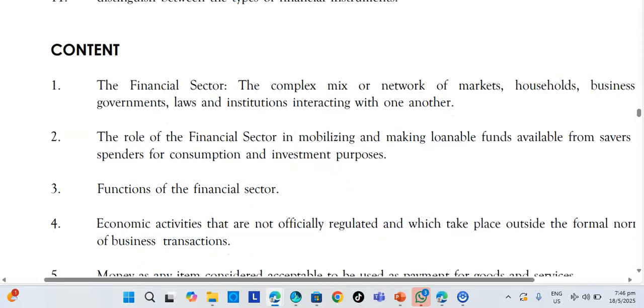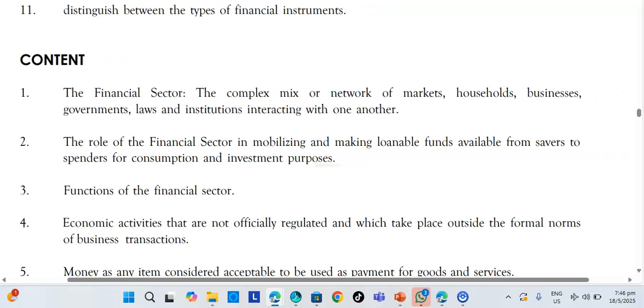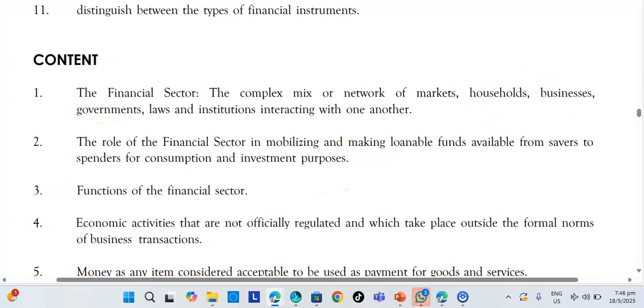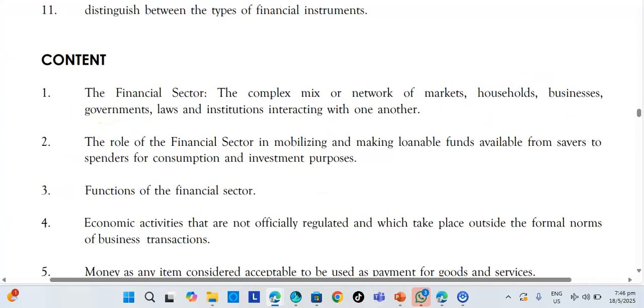All right. So to explain the concept of the financial sector, it's the complex mix or network of markets, households, businesses, government, laws, and institutions interacting with one another. So if you're asked for the definition of the financial sector, this is the definition that you are expected to write: the complex mix or network of markets, households, businesses, government, laws, and institutions interacting with each other.